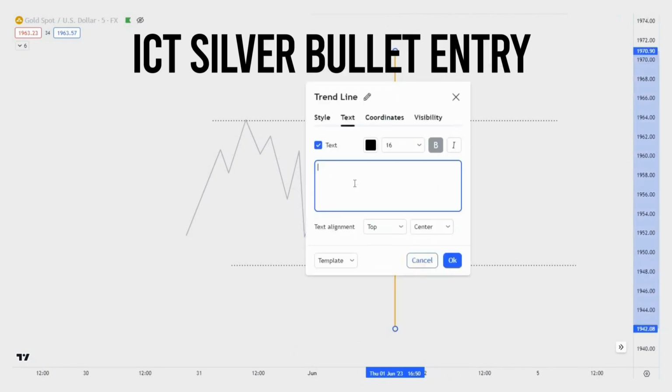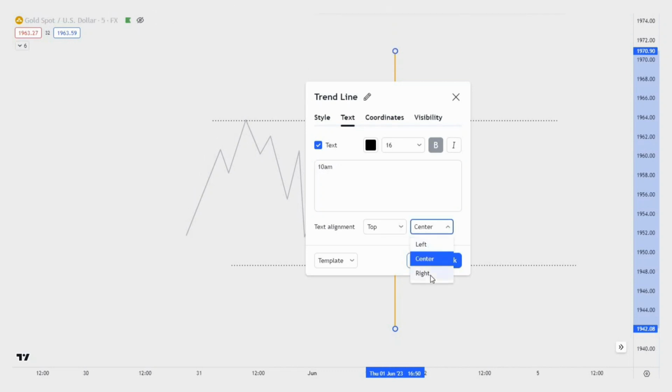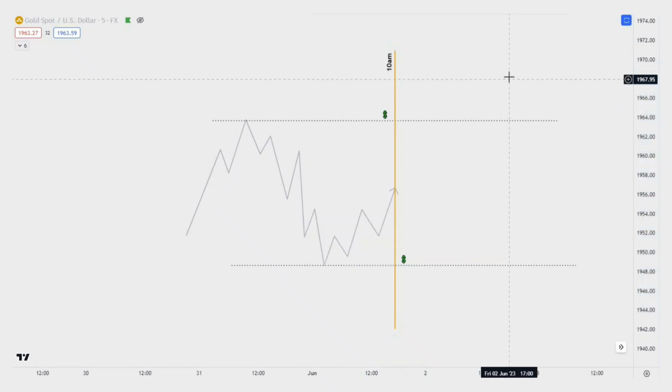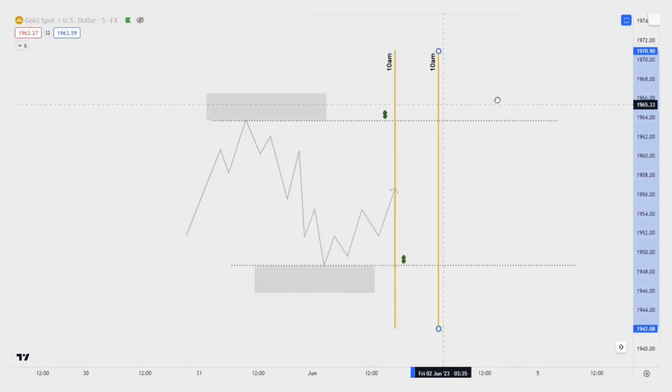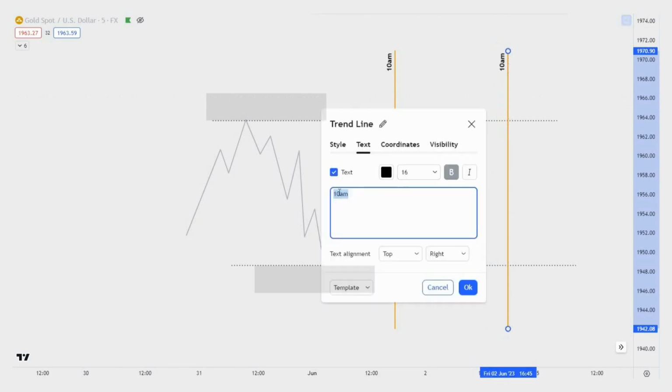I am going to explain the New York 10 AM Silver Bullet. The setup time is between 10 AM and 11 AM New York time. Let's explain it in my own way, using simple lines. First of all, we need to mark the liquidity levels on both sides, buy-side liquidity and sell-side liquidity. The price is preferred to be in the middle of this range.